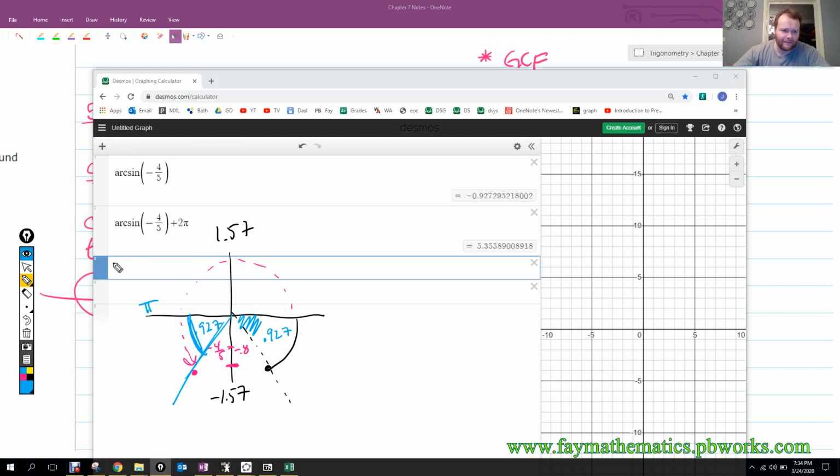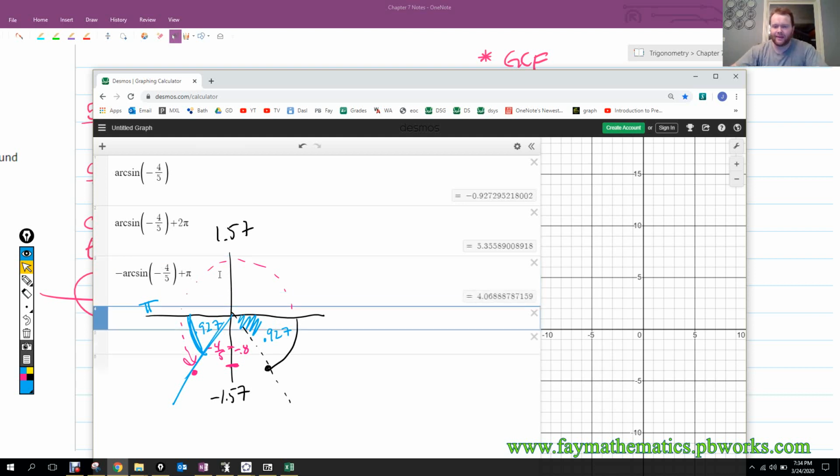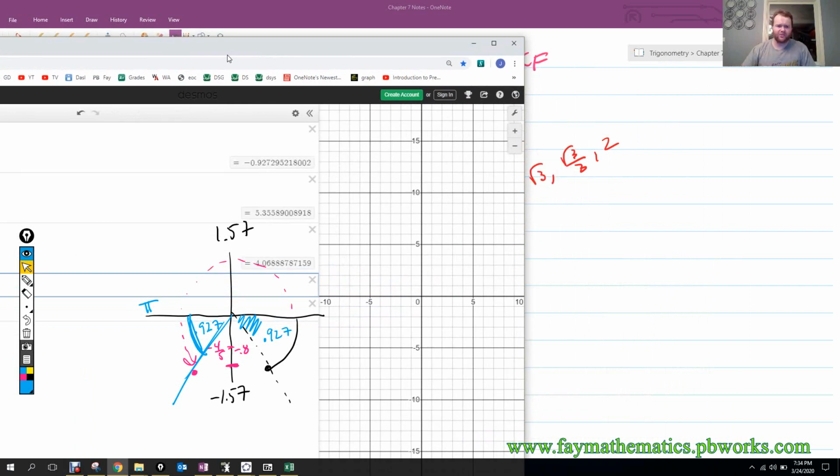So I'm going to type in arc sine of negative 4/5. I want the positive version of that, so I'm going to negate it. Now that would give me this right here. And then I'm going to add pi to that, and it gives me that measurement. So I'm going to write those two numbers down over here.